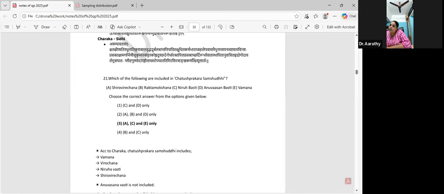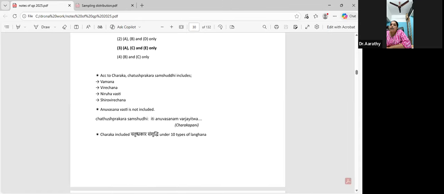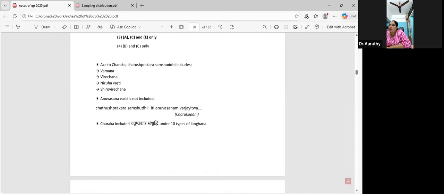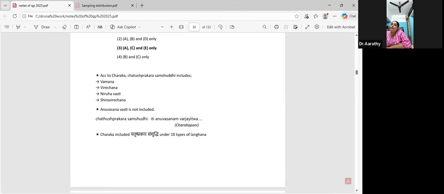21st question, which of the following are included in Chaturvidha Samshuddhi? Chaturvidha Samshuddhi means you don't have Anuvasana. All the others are there, right? Shirovirechana, Niruhavasti and Vamana are present according to Charaka. Raktamokshana is not there. Charaka doesn't mention Raktamokshana, right? So the four Samshuddhi according to Charaka are Vamana, Virechana, Niruhavasti and Shirovirechana. Anuvasana is not mentioned in Samshuddhi.